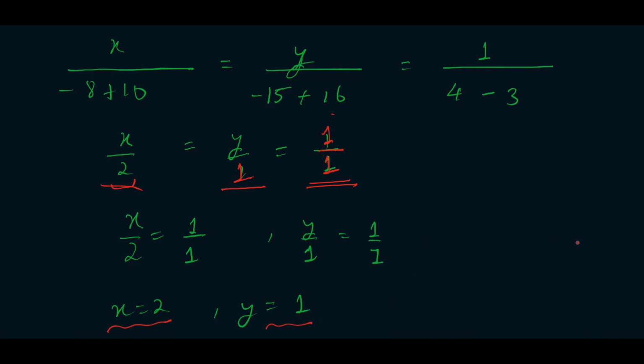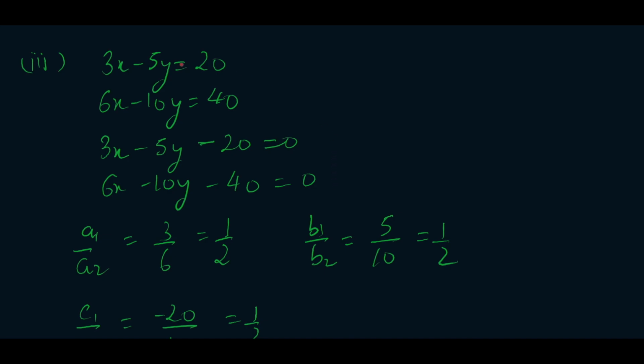Now let us move on to our third question. Our third question is 3x minus 5y equals 20 and 6x minus 10y equals 40. So first we will write it in the form a1x plus b1y plus c1. So we take 20 on the left hand side. It becomes 3x minus 5y minus 20 equals 0. And we take 40 on the left hand side. It becomes 6x minus 10y minus 40 equals 0.